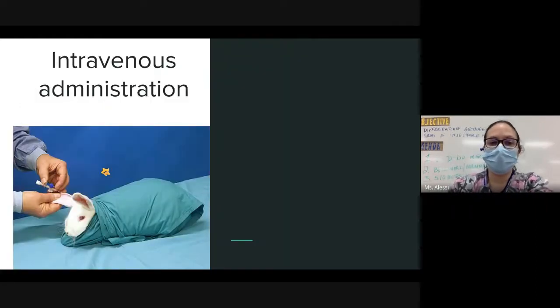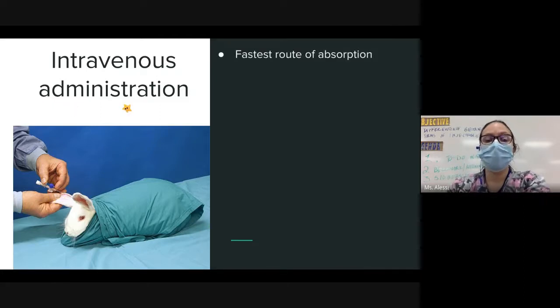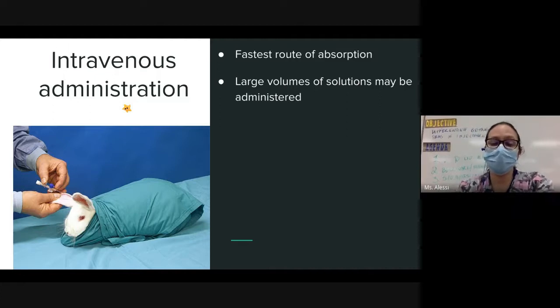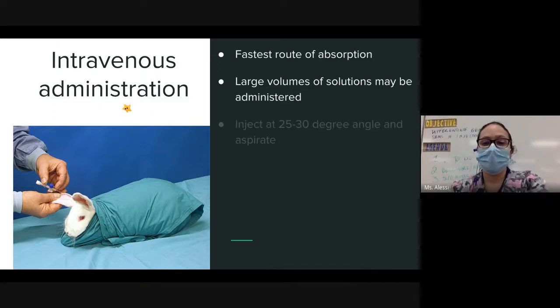All right, and now we have intravenous administration. So intravenous, you're going into the vein. This is the fastest route of absorption. So definitely, if an animal comes in seizing, we want to give it medication into the vein to stop that as quickly as possible. We can give large volumes of solution into the vein. So this is where, over a large period of time, we can provide fluid therapy into the vein, and make sure that works out nice and well for us.